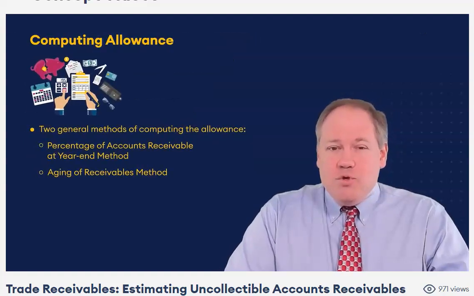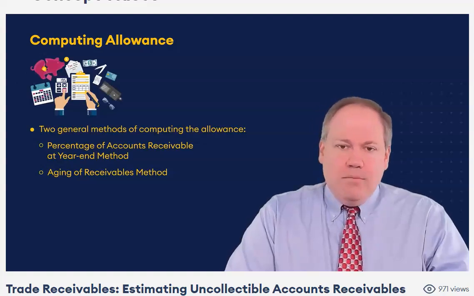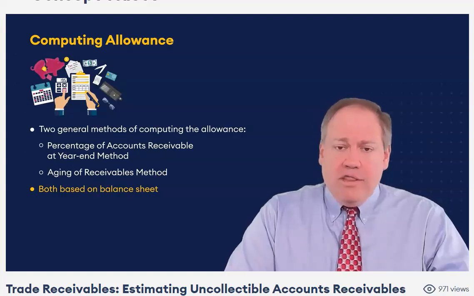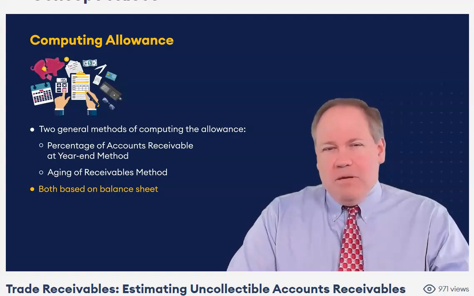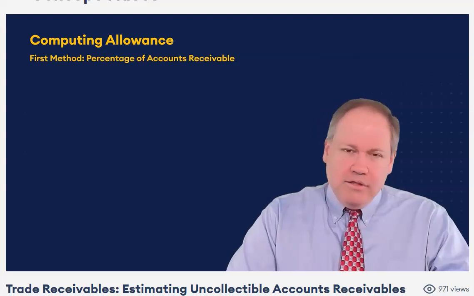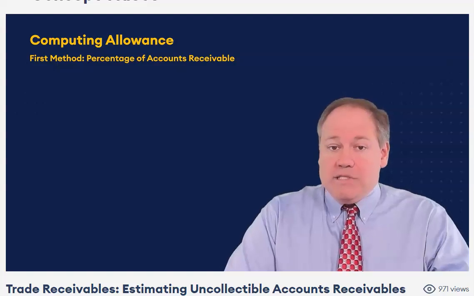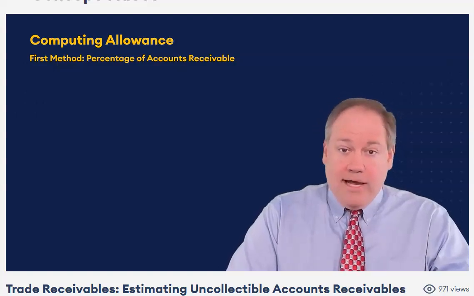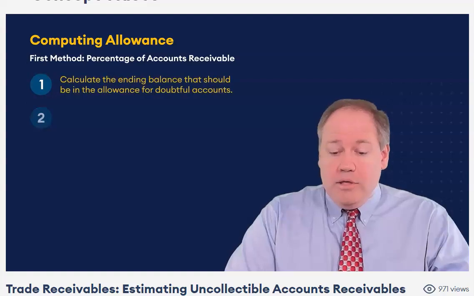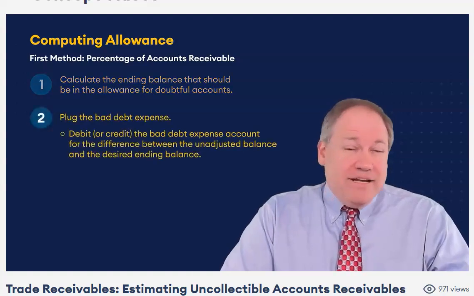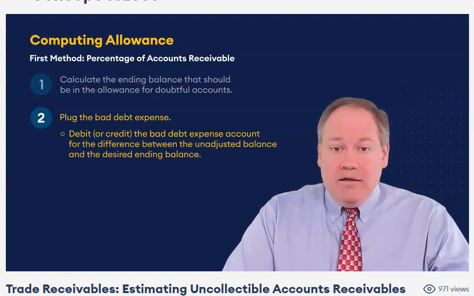Okay, so we have 2 different general ways to compute the allowance. Now, they're really not that different because they're both based on the balance sheet, but one is just a bit more detailed. We'll start with the one that's a little more simplified. It's the percentage of accounts receivable, or you could even think of it as the percentage of total accounts receivable. Because all we're going to do is calculate the ending balance of what the allowance should be based on how much receivable we have outstanding. What that effectively means is we're going to plug bad debt expense.